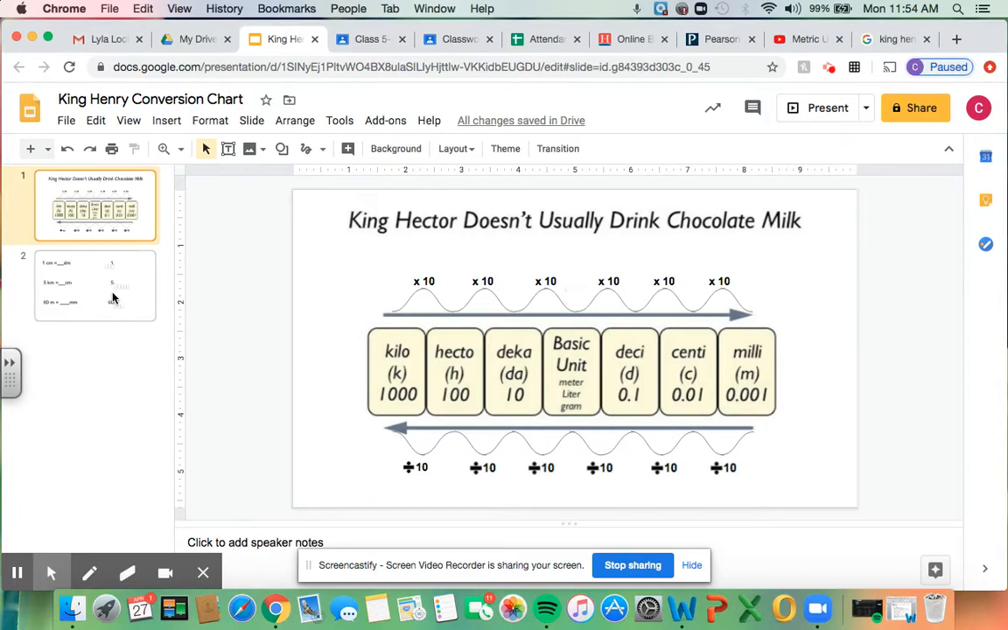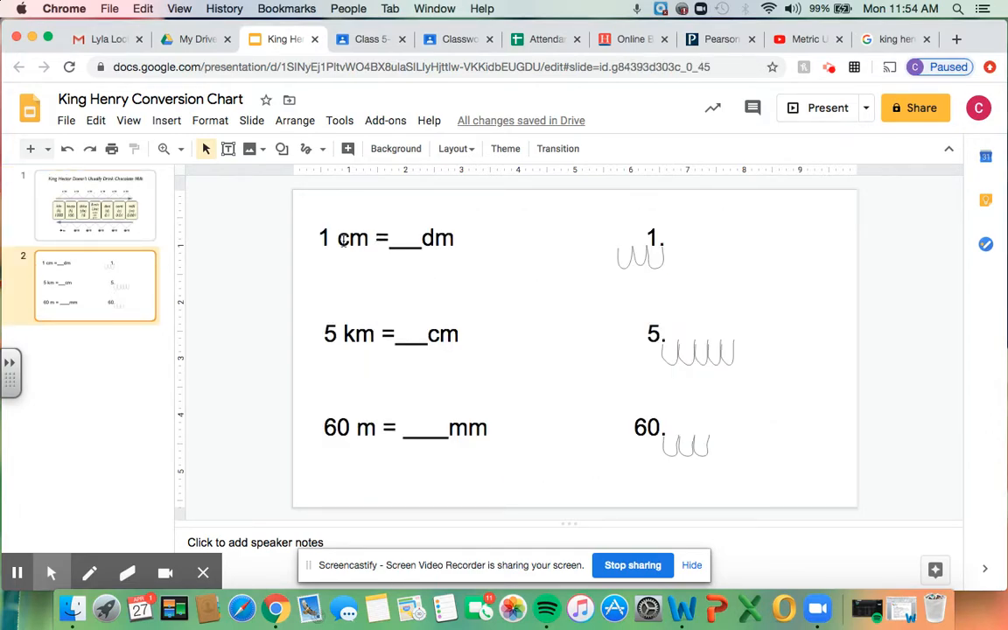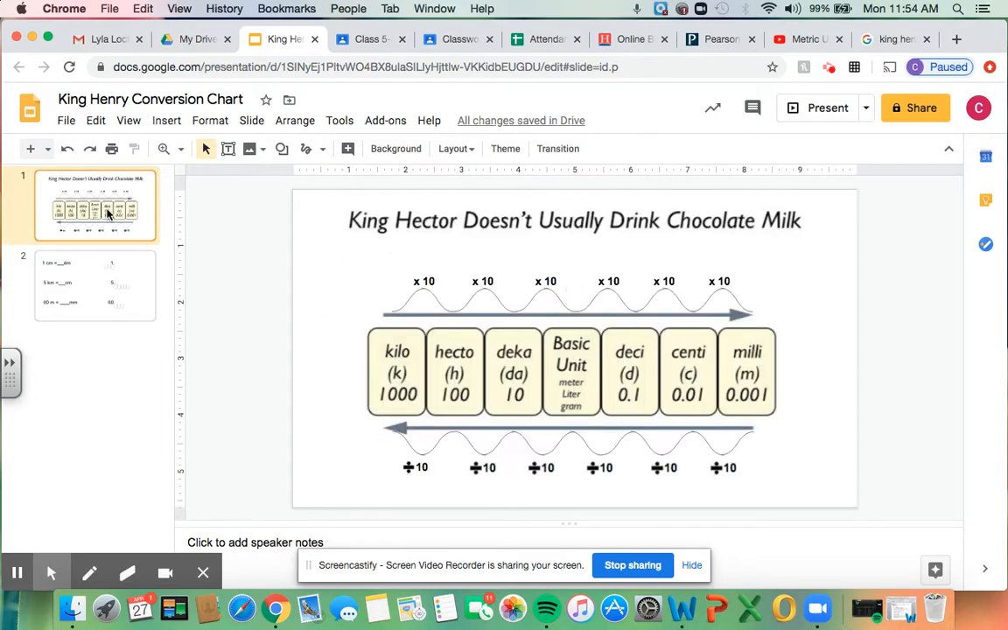So let's do a practice problem together. The first one is they give you 1 centimeter and they want you to convert it to decameter. So we have to go from centimeter to decameter. I know so far that we're going to be going from the right to the left, which means we're going to be following this arrow, which means we're going to be dividing. Now the amount of jumps tells me how much I'm going to be dividing. So we jump 1 space, 2 spaces, 3 spaces. So I need to divide 3 spaces.